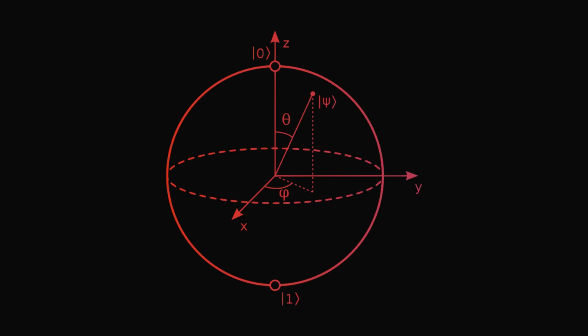And the area of the surface in between these poles is what represents what is called a Bloch multivector, which is the probability of it being either 0 or 1, to put it in simple terms.